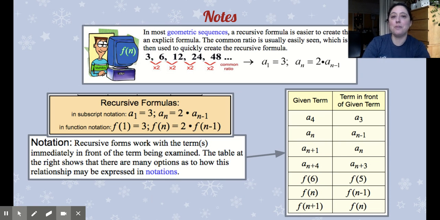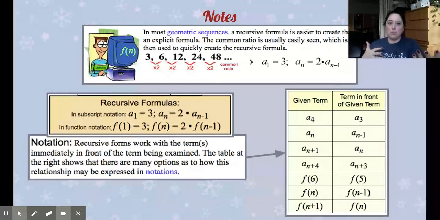So today we are doing recursive function rules, right? And remember, function rules mean an equation on geometric sequences. So I put this up here. In most geometric sequences, a recursive formula is easier to create because you're just looking at whatever the common ratio is or the common difference. And it's easier to create, and it's sometimes simpler to even look at and know what's going on, right? Like, for example, in this one, I'm just saying, hey, any term is equal to 2 times the previous term. All right. So it's easier to say.